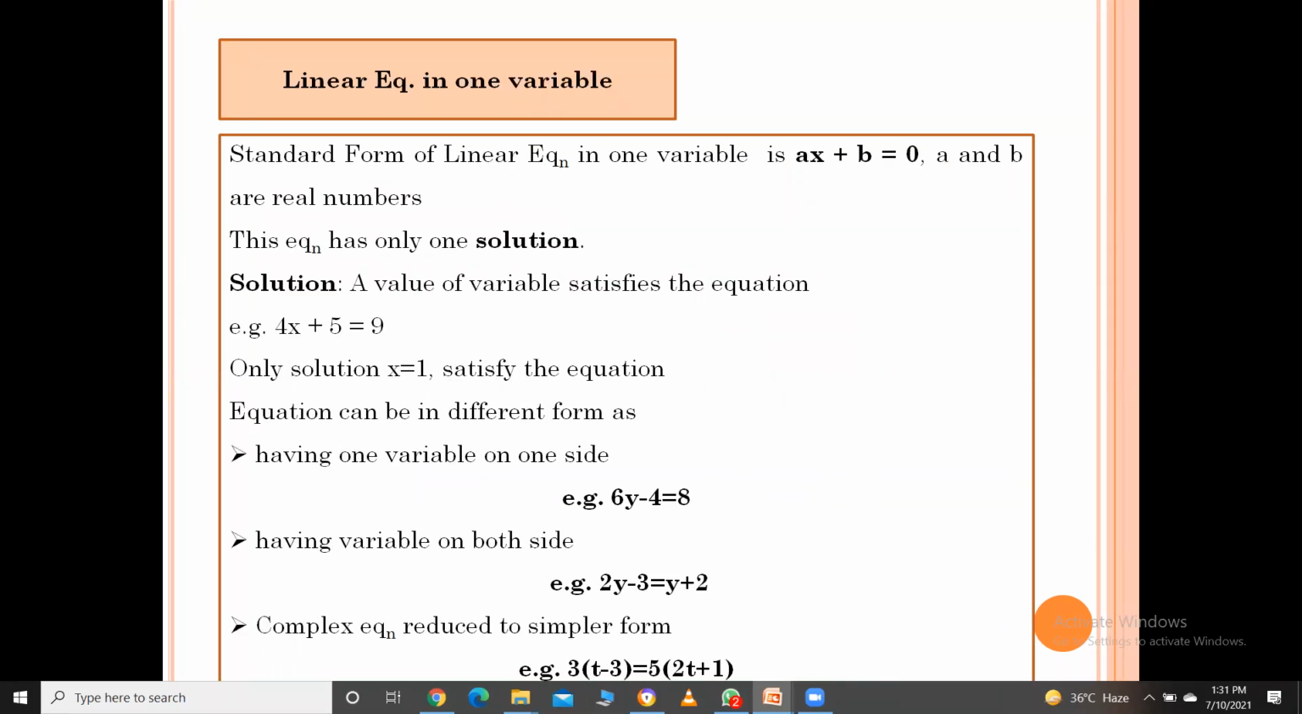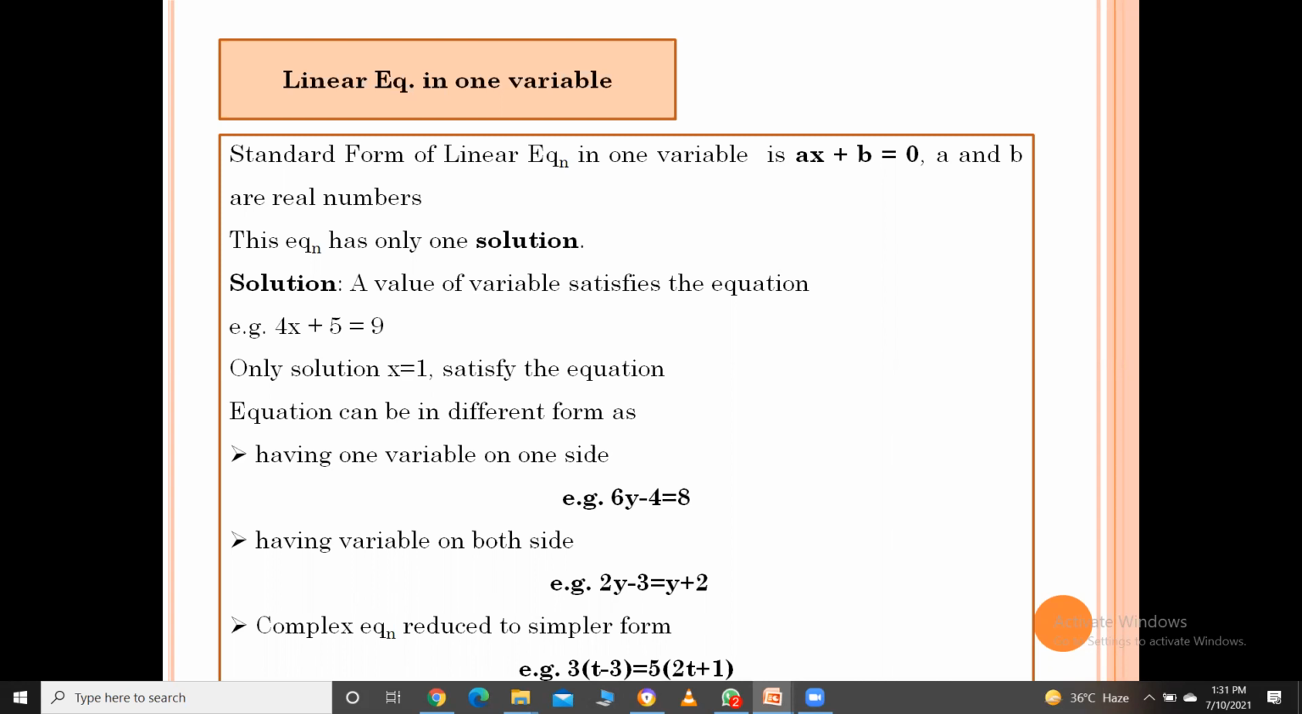Now, linear equation in one variable. The standard form of a linear equation is ax + b = 0. Here, a and b are real numbers. This equation has only one solution. Now, what is a solution? A value of the variable which satisfies the equation is the solution of that equation. For example, in the equation 4x + 5 = 9, we all know that only x = 1 satisfies the above equation. This is the solution of the above equation.